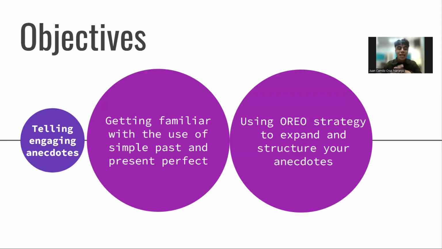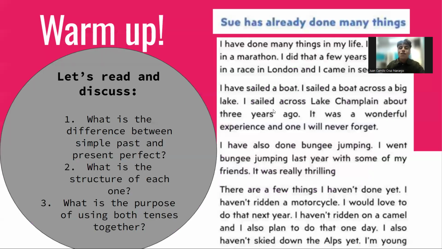In order to tell engaging and really interesting anecdotes, we need to use the simple past and the present perfect together. And of course, the strategy is going to be very useful for this lesson because it's going to help us to structure the anecdote in our mind in order to tell it in a very interesting and engaging way. So, let's start. First, we're going to check this super short article.